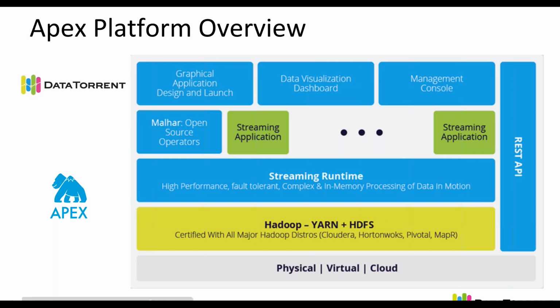On top of that, we certify our streaming platform on major Hadoop distros. To name a few, we support Cloudera, Hortonworks, Pivotal, MapR, etc. We can also run on vanilla Hadoop if you have decided to install it yourself. Then on top of Hadoop comes our Apache Apex platform. This is a stream processing engine which runs on top of Hadoop. And on top of our platform, you write the applications to fulfill your business needs.